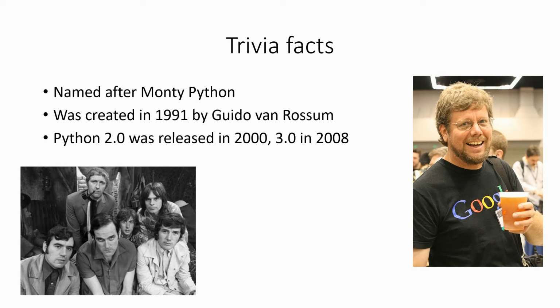Okay, some trivia facts about the programming language. It was actually named after Monty Python, which you might know, this British comic group from the 70s. And it was created in 1991 by this gentleman, Dutch, Guido van Rossum, that you see here on the right.